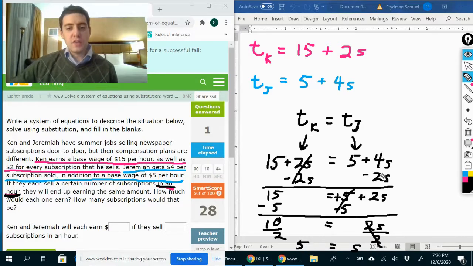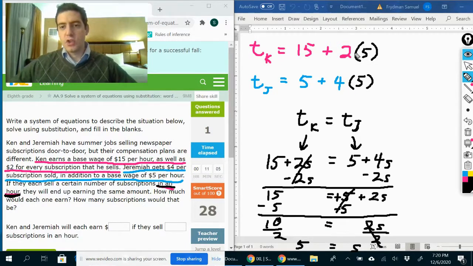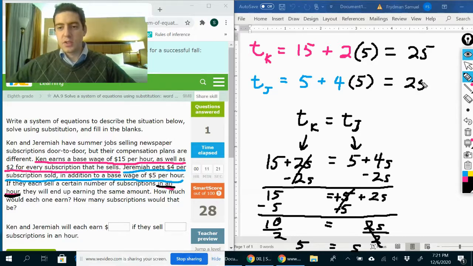So if each of them sells exactly 5 subscriptions, then they'll both end up earning the same amount for that hour. Let's make sure that's correct. If I plug 5 in for both of these s's, what would Ken end up earning? 2 times 5 is 10, and 15 plus 10 is 25. So he would earn $25. And what would Jeremiah end up earning? 4 times 5 is 20, and 5 plus 20 is 25 again. So he would also earn $25.